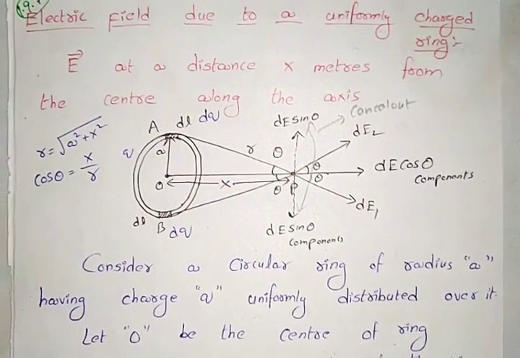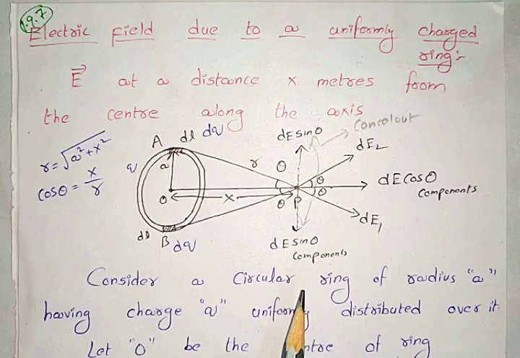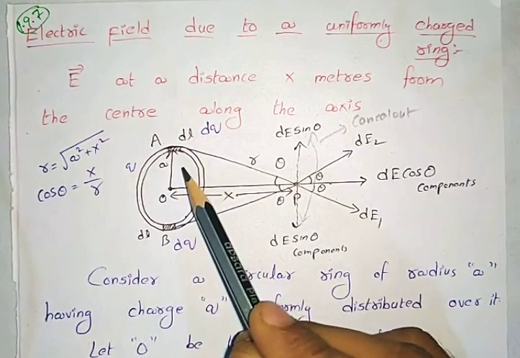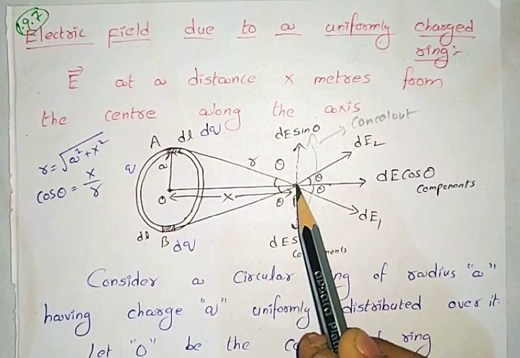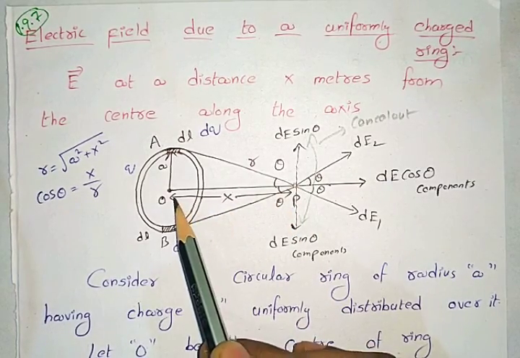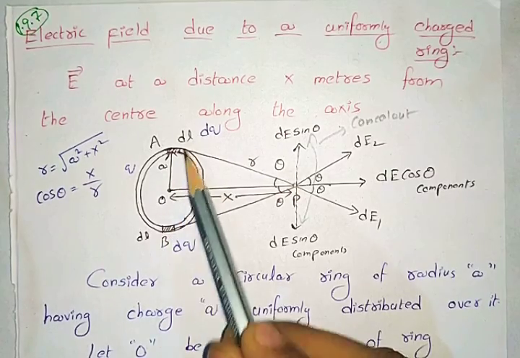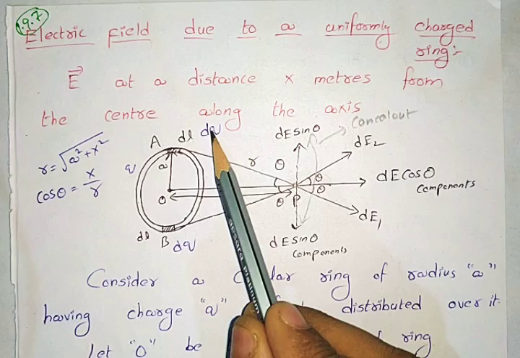Hello students, now we will be finding the electrical field due to a uniformly charged ring. This is a uniformly charged ring having a radius a, and we will be finding the electrical field intensity at this point P, which is at a distance of x from the center. For doing this, we will be considering different elemental parts where the charges will be dq.